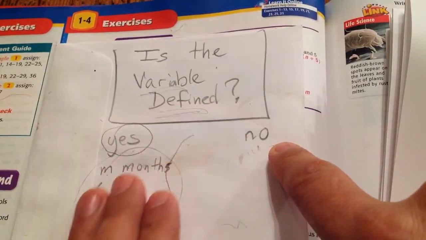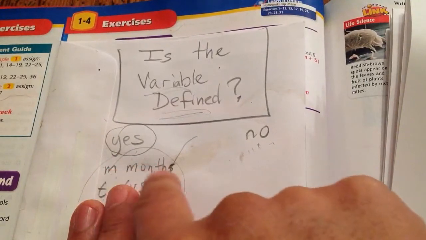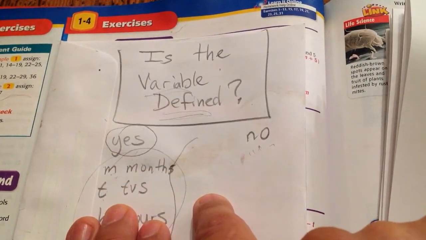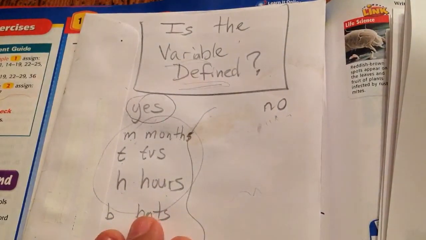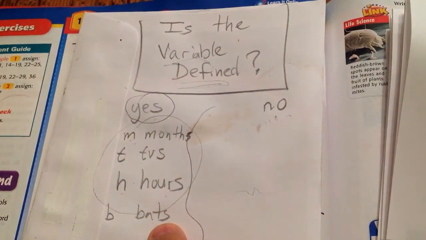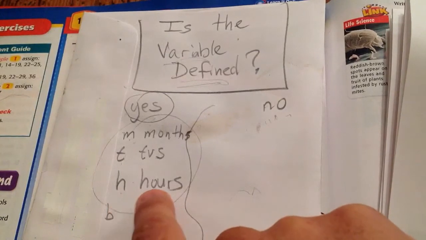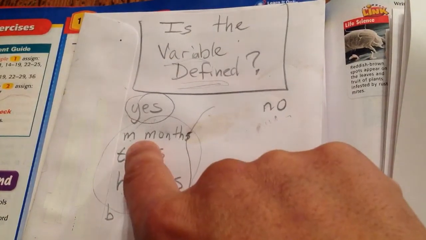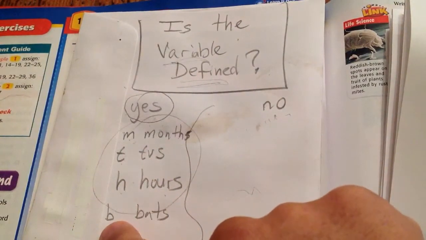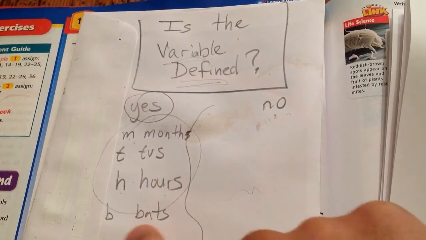Oftentimes when it's defined, it'll look like this. They'll say there's M months, T TVs, H hours, B bats. What they're telling you is that B is for number of bats, H is for number of hours, T could be for number of TVs. So they're defining the variable. They're telling you that B means number of bats.